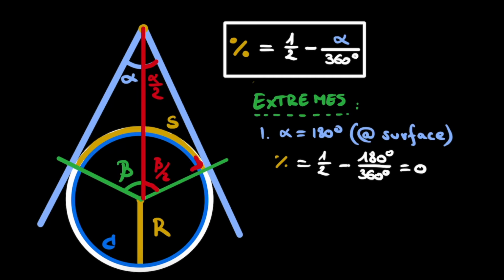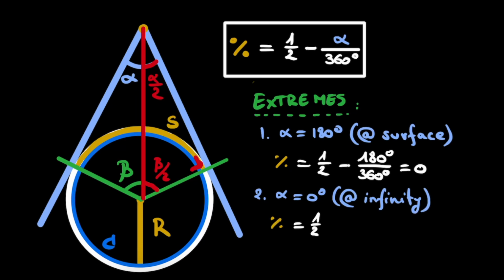And this makes sense. If you're standing at the surface of our circle, then you can basically only see one point out of all of the possible points of the circumference. And if you then involve some continuities, then, well, basically 0 makes intuitive sense. The second extreme scenario is when alpha is equal to 0, or this is when you go infinitely far away from the circle. Then we simply get that the ratio is equal to 1/2 minus 0 divided by 360 degrees, which is of course 1/2.